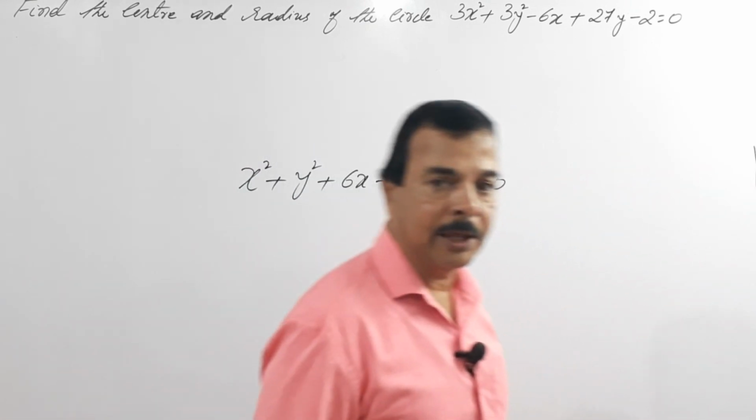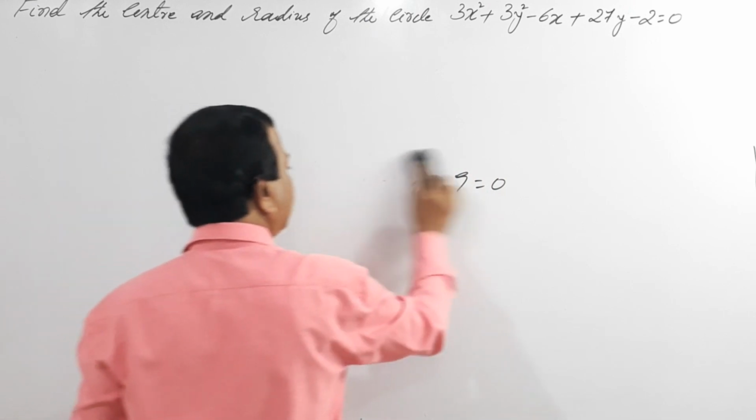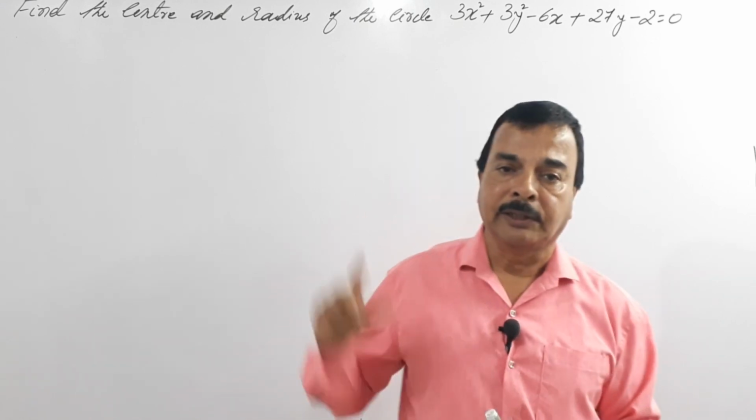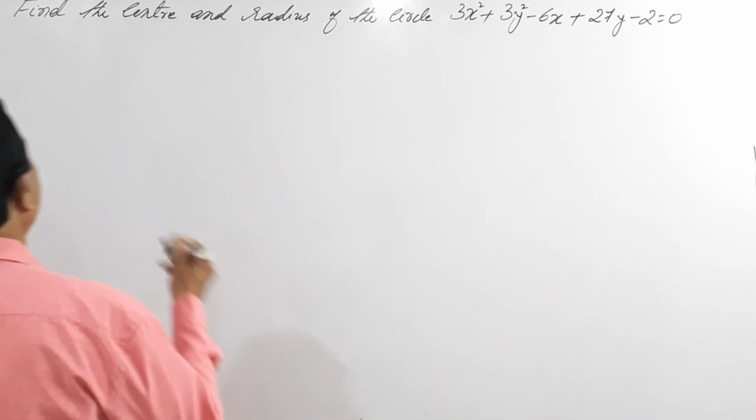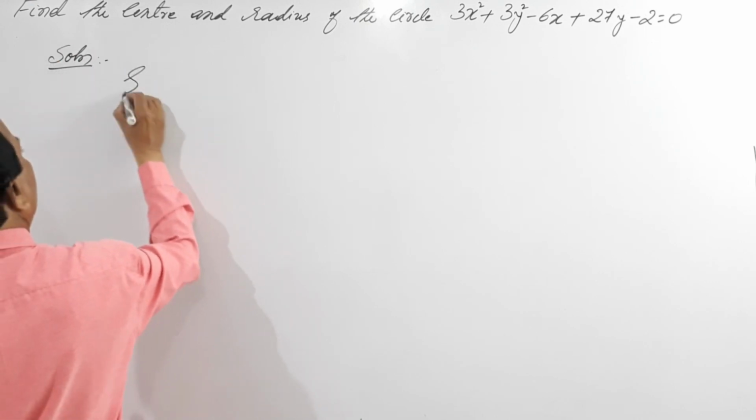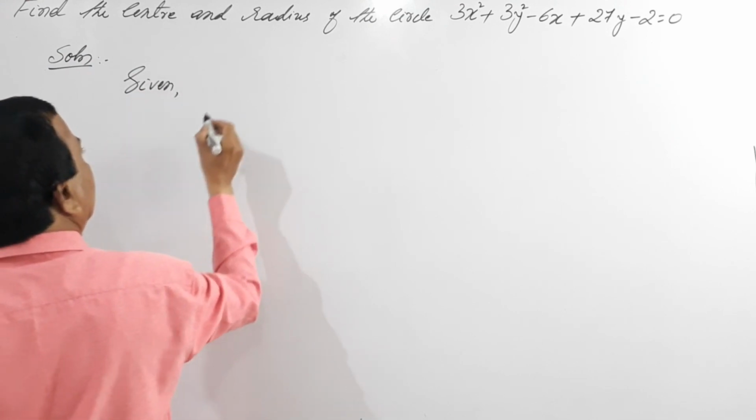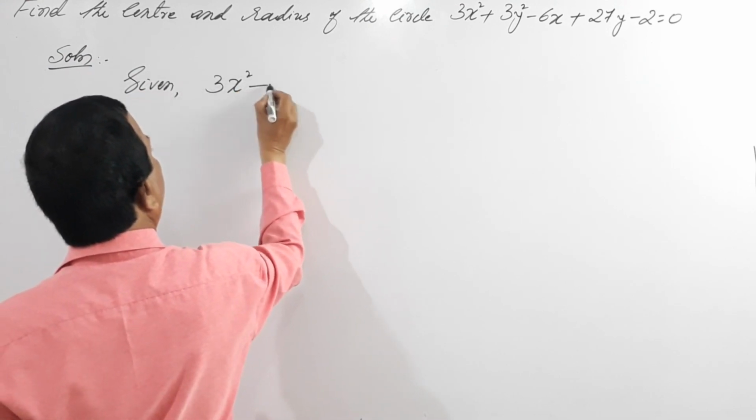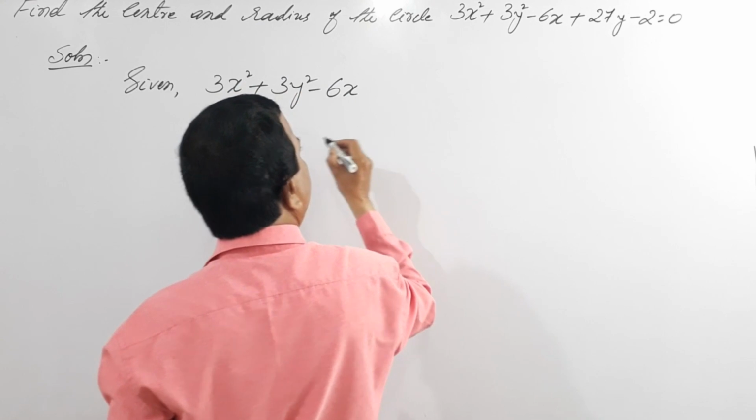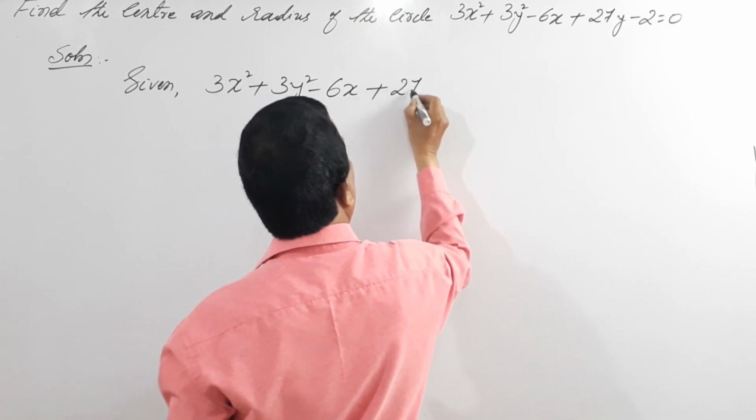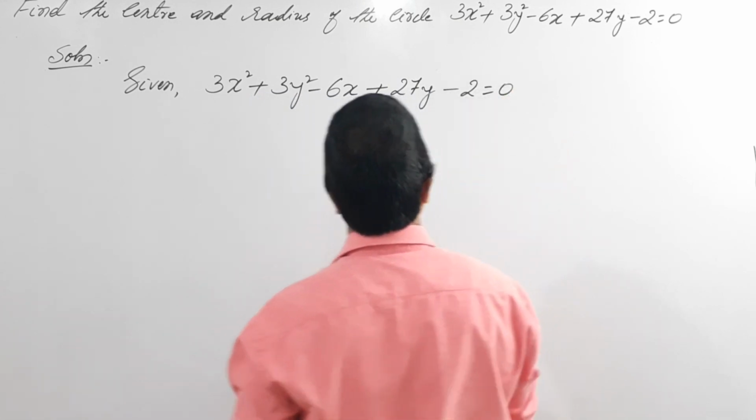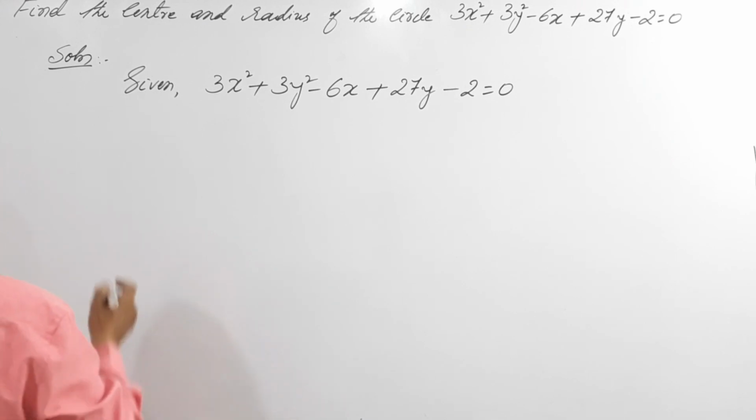What if we get this in your examination? So what I will do is, we are asked to find the center and the radius of this equation. Given: 3x square plus 3y square minus 6x plus 27y minus 2 equals to 0. Right.